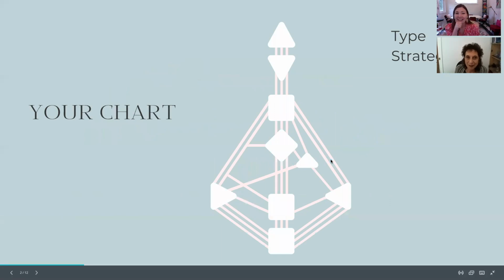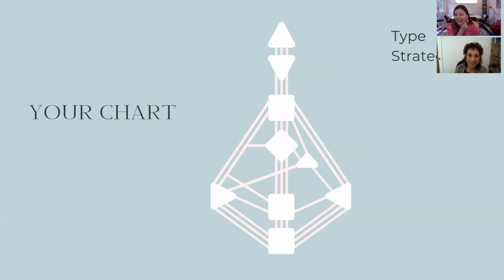Welcome everyone, and we're starting at the beginning, of which there was an invitation to get your own chart. What we're looking at here is what a human design chart looks like, the squares, the triangles. You'll notice on your chart that certain squares and triangles are colored in, certain things are red, certain things are black. There are all different variations on what people's charts look like.